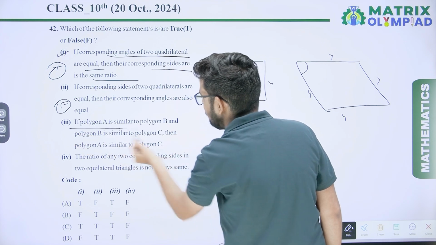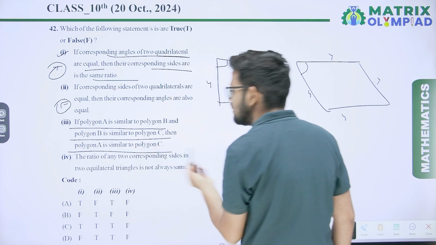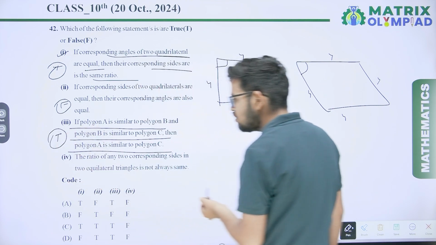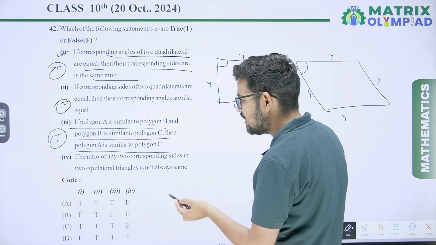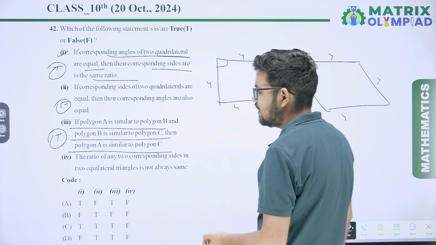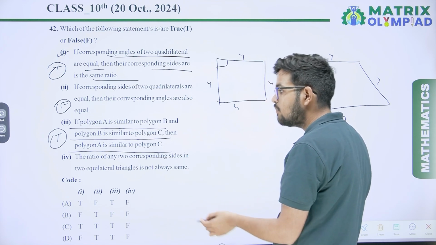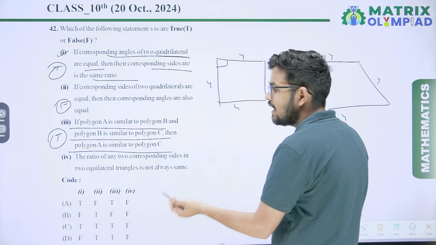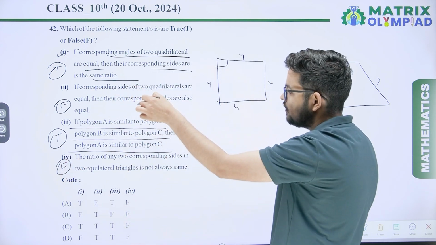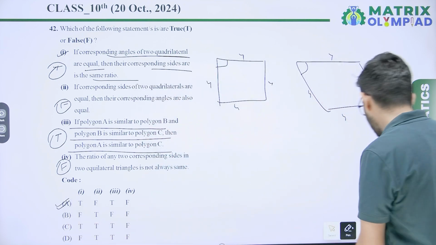Third, if polygon A is similar to polygon B, and polygon B is similar to polygon C, then polygon A will be similar to polygon C. Absolutely, it is true. Fourth, the ratio of any two corresponding sides in two equilateral triangles is not always the same. It is saying that in two equilateral triangles the ratio of the corresponding sides will always be the same, because two equilateral triangles are always similar. So this one is also false. So TF, TF, TF, TF, option A will be the correct answer.